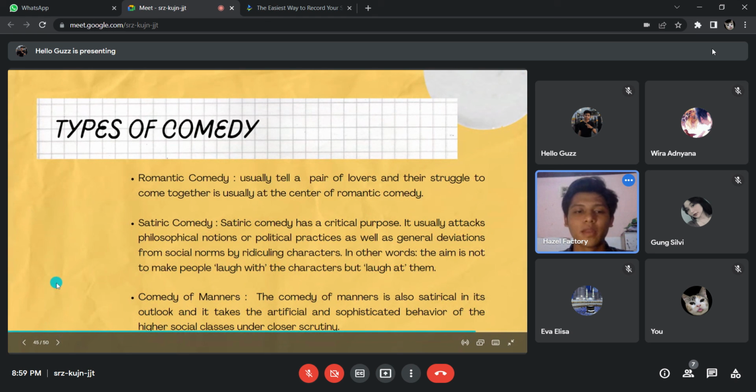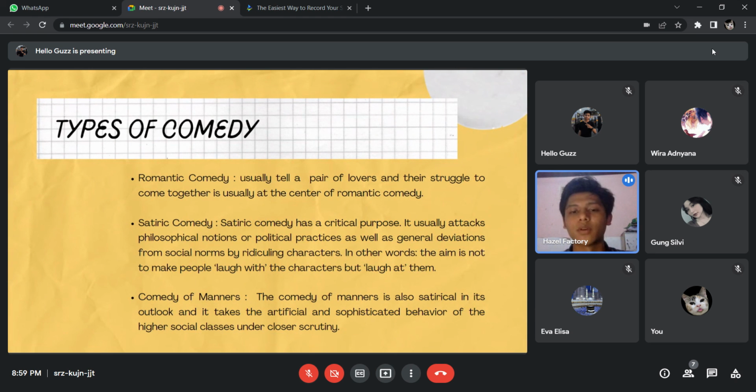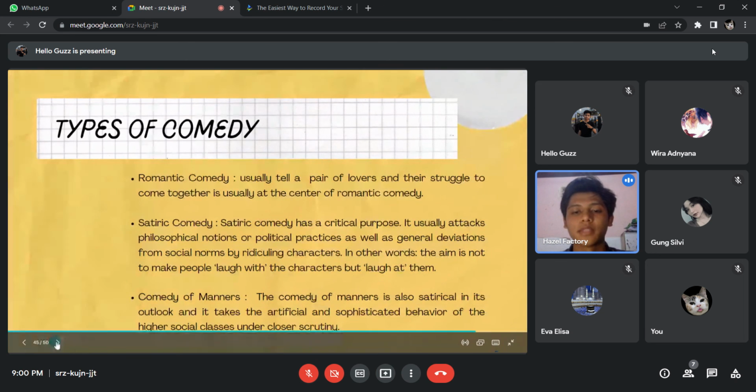Types of comedy. Romantic comedy usually tells of a pair of lovers and their struggle to come together. Satiric comedy has a critical purpose. It usually attacks philosophical notions or political practices, as well as general deviation from social norms, by ridiculing characters. Comedy of manners. The comedy of manners is also satirical in its outlook, and it takes the artificial and sophisticated behavior of the higher social class under close scrutiny.